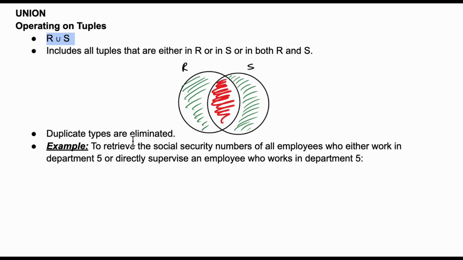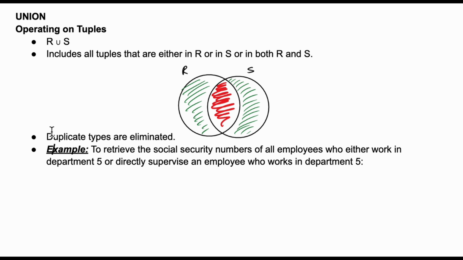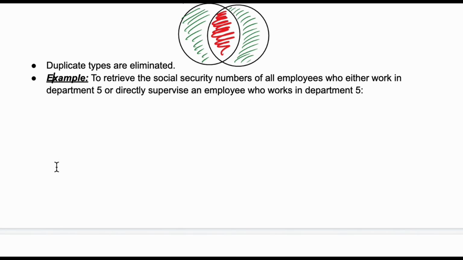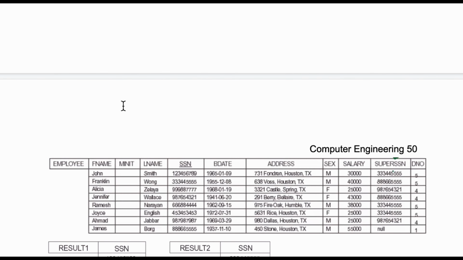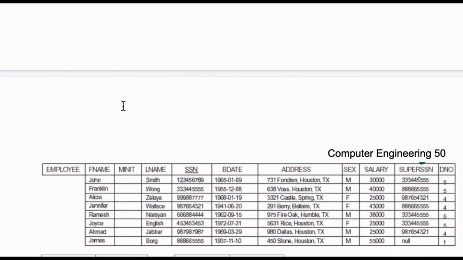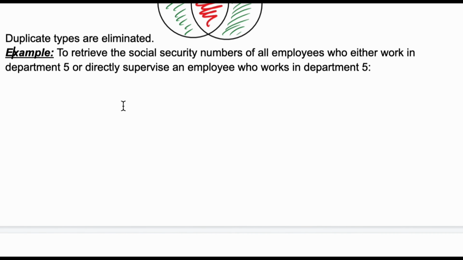Duplicate tuples are eliminated. Now we have an example just to show these notes. An example is to retrieve the social security numbers of all employees who either work in Department 5 or directly supervise an employee who works in Department 5. For that, we're going to use this table that we have here. We've looked at this table before, so it should be very familiar. That can be found in the playlist linked below the like button.